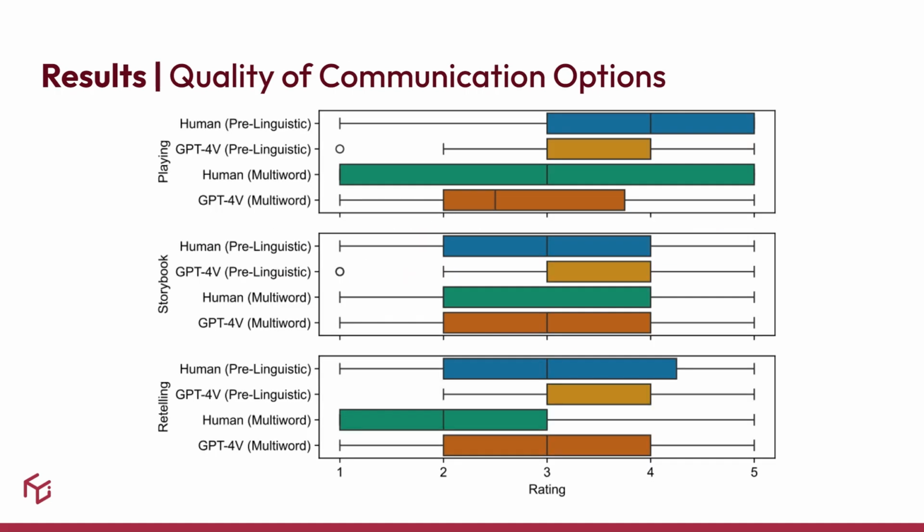To analyze the quality of the generated communication options, we conducted a follow-up survey with a subset of our participants. They rated the communication options generated by the other participants and the LMM on a 5-point scale. The box plot on this slide describes the results of the rating task. Overall, the quality of human and LMM generated communication options was quite similar.